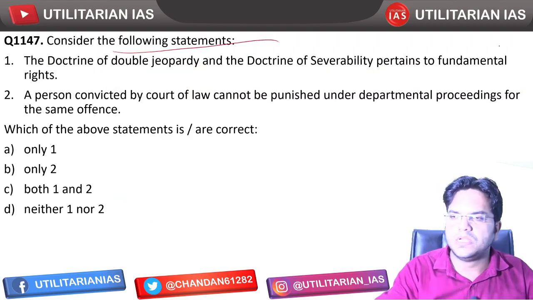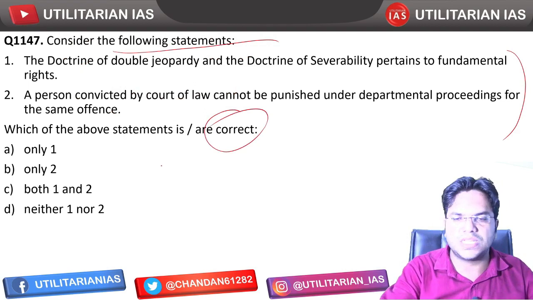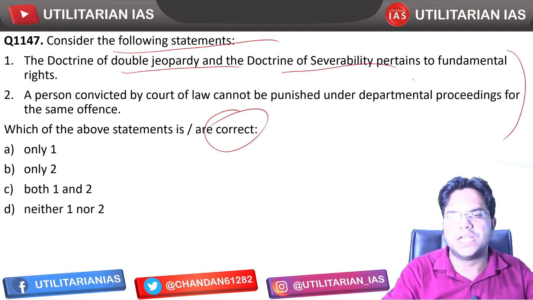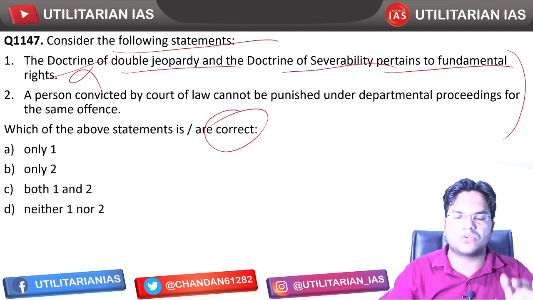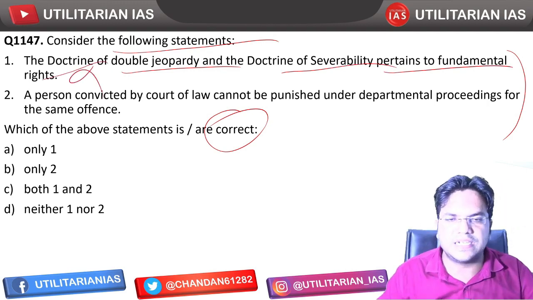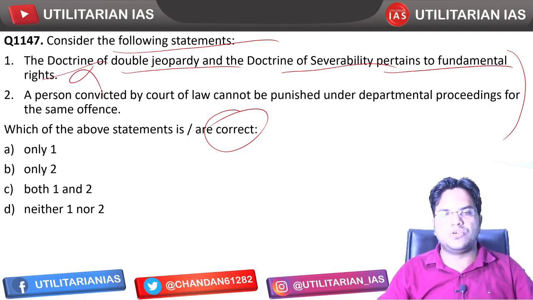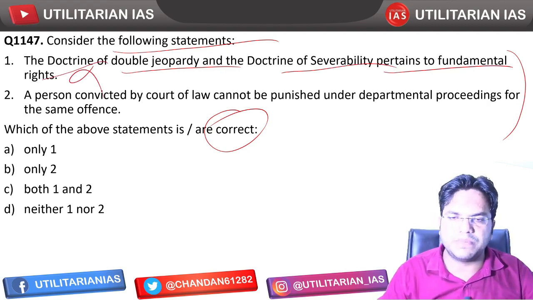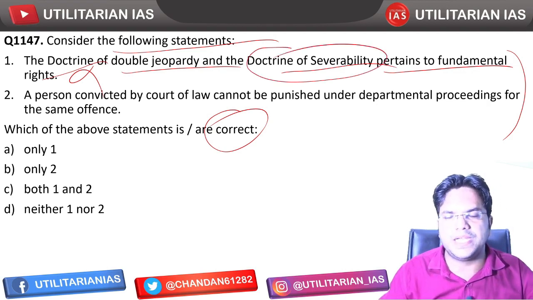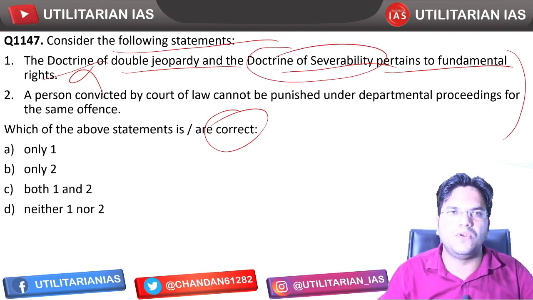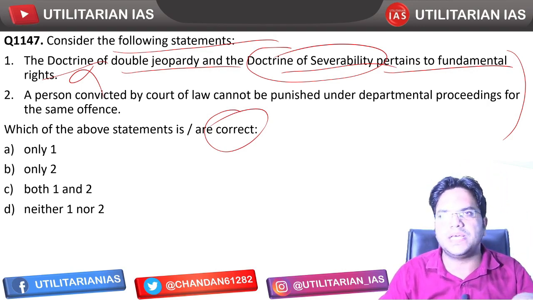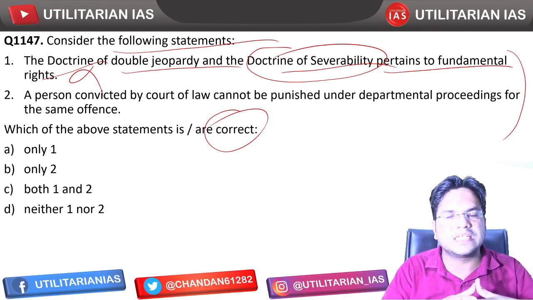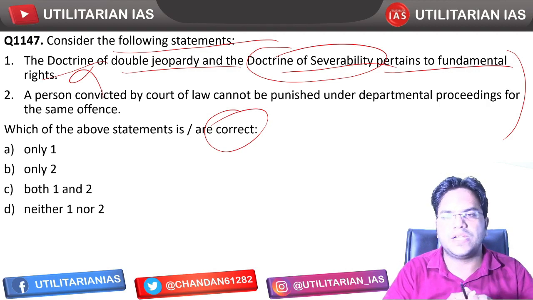Consider the following statement. Two statements have been given and we have to tell the correct statement. The doctrine of double jeopardy and doctrine of severability pertain to fundamental right. So that's incorrect. Doctrine of double jeopardy, that is Article 20, the concept of double jeopardy, so that is part of fundamental right. But when it comes to the doctrine of severability, it is dealing with the concept of laws, that is, which laws have to be severed. It is not directly, although it can be indirectly discussed in the fundamental right section, but this doctrine of severability deals with laws, not with fundamental rights.